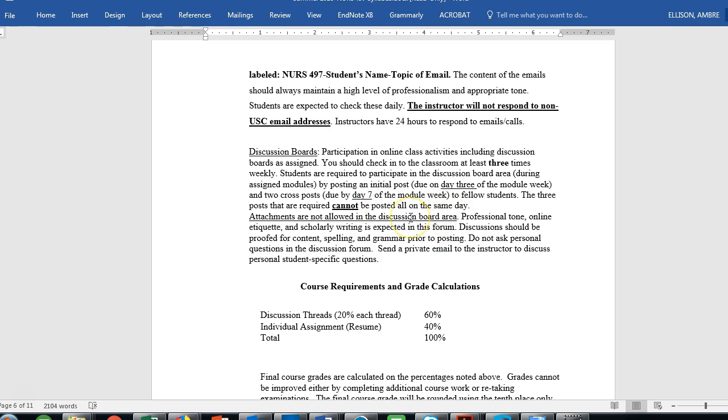The 3 posts that are required cannot be posted on the same day. This is a discussion, and if you post everything in the same day, you're not really discussing, now are you? You want to post your initial post early so that other people have a chance to respond to you. Do not put attachments in the discussion board area.